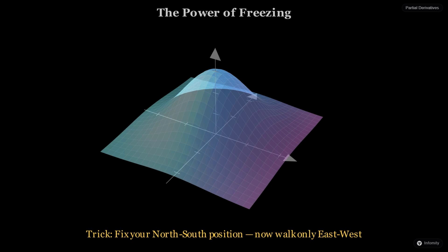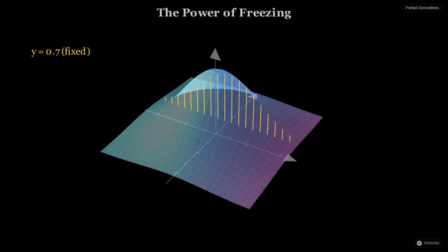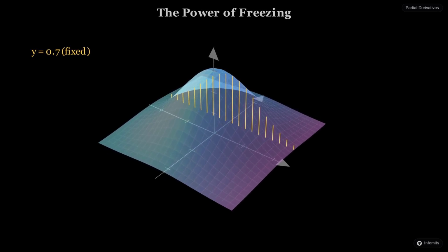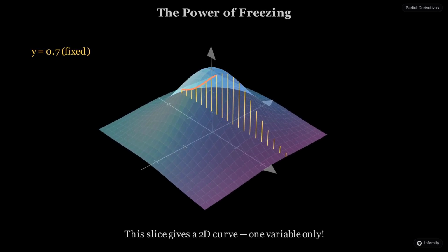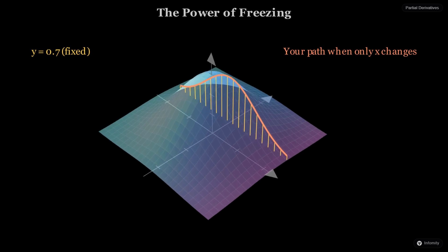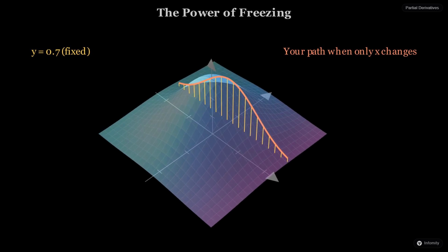Imagine if we could stop time for one direction. If we fix our north-south position, we effectively turn the mountain into a single trail that only goes east and west. By holding one variable constant, we simplify the entire three-dimensional world back into the familiar two-dimensional calculus we already know. This slice represents our path when only one thing changes.